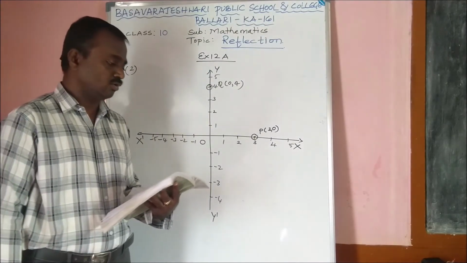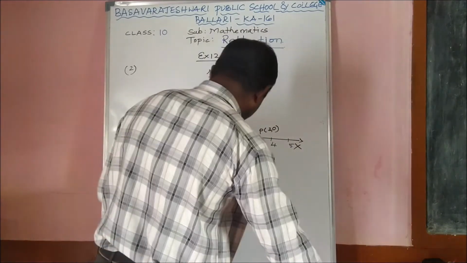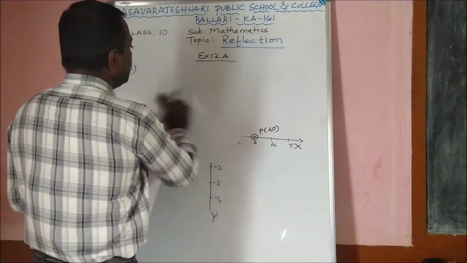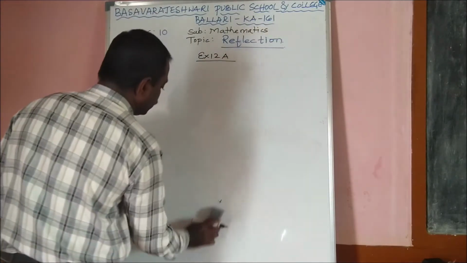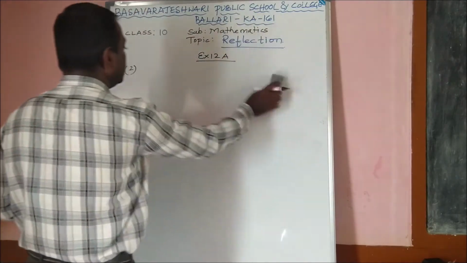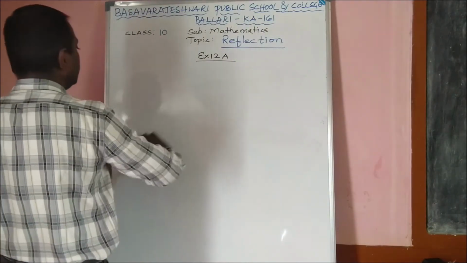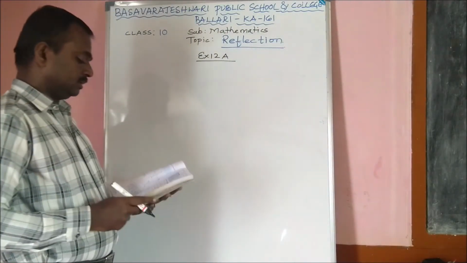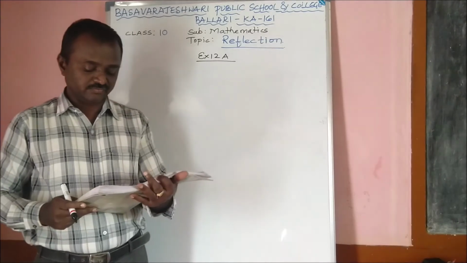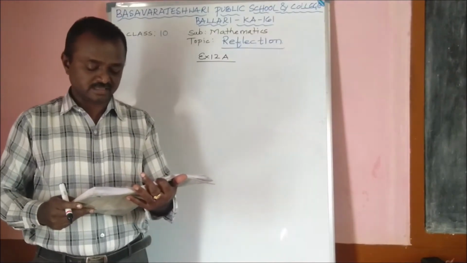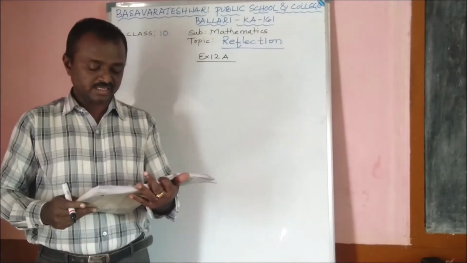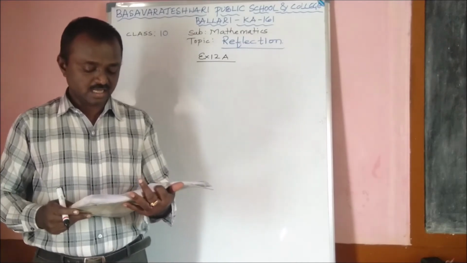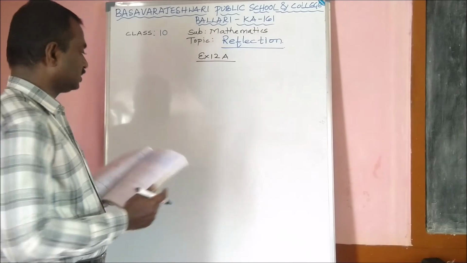I want to give it as homework for you. You have to do it in your textbook only, we can solve it there. Okay. Third main: find the distance of each of the following points from the x-axis and the y-axis. So, third main.